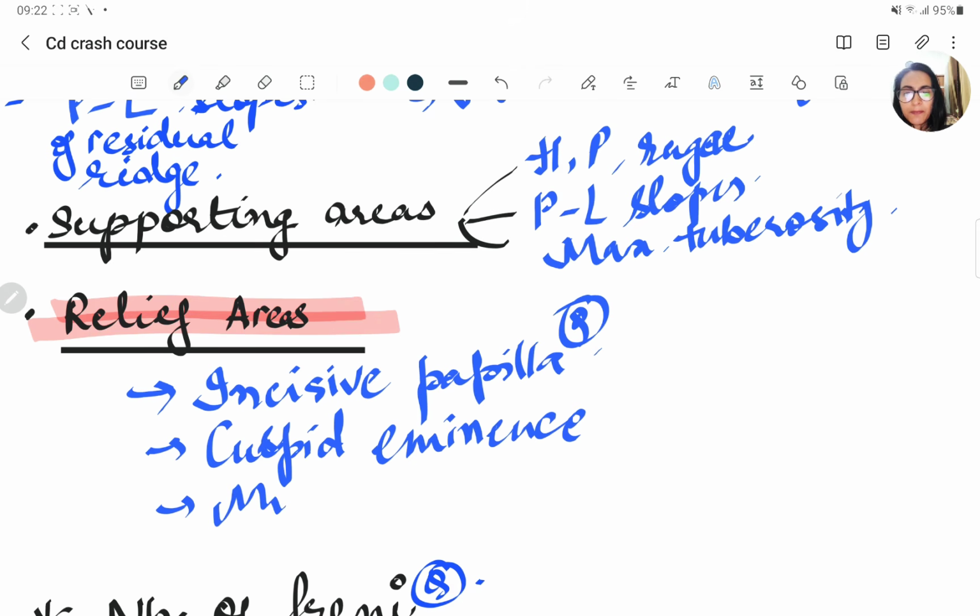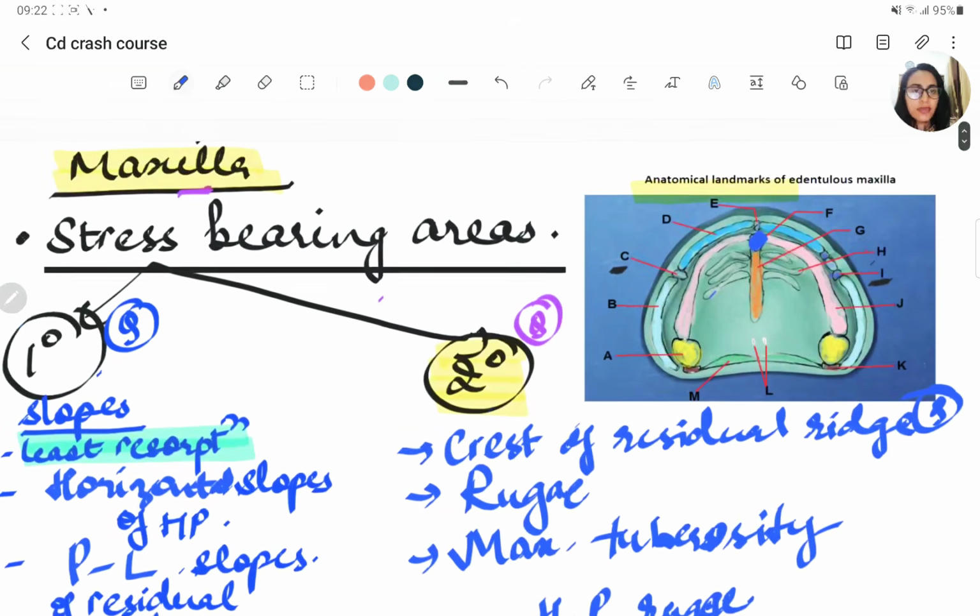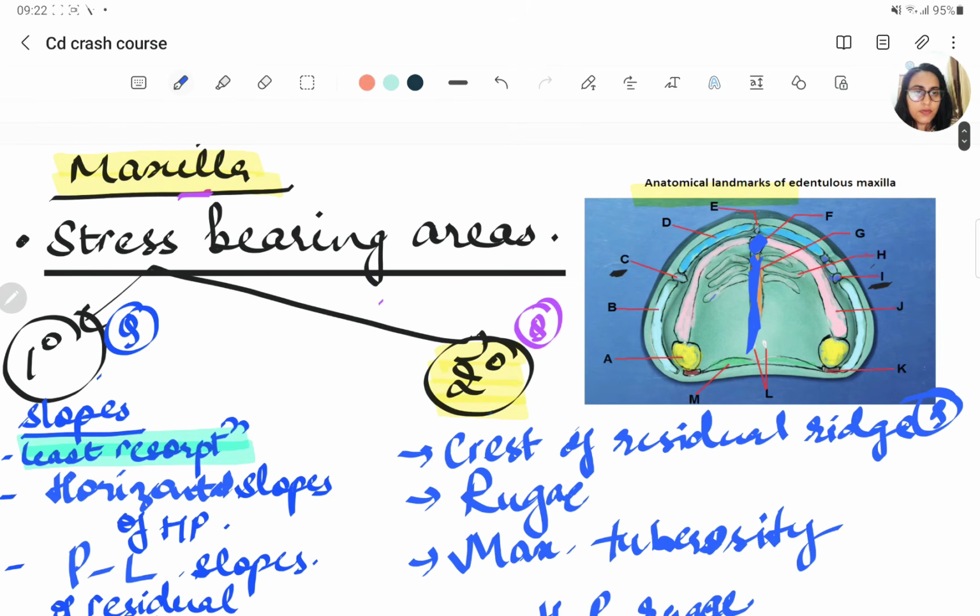Then we have the mid-palatine raphe. Both of the palatine shelves are going to meet there. That is why we relieve the mid-palatine raphe area. We cannot put pressure on the mid-palatine raphe. So this is the mid-palatine raphe. This particular part is the relief area.